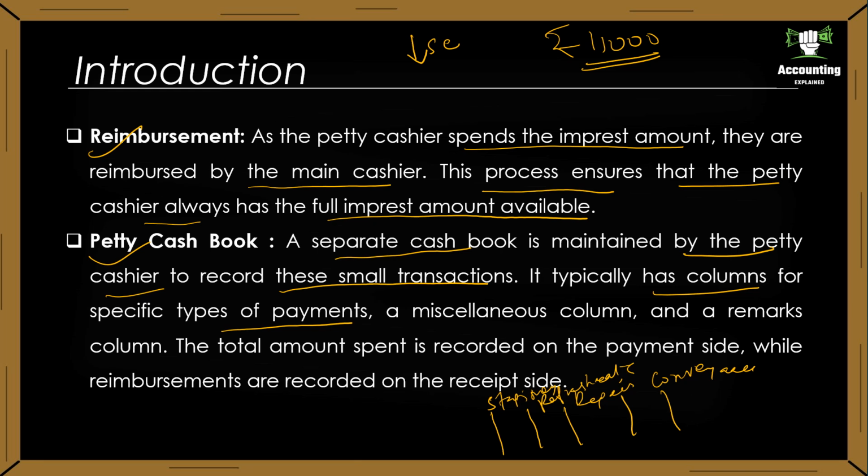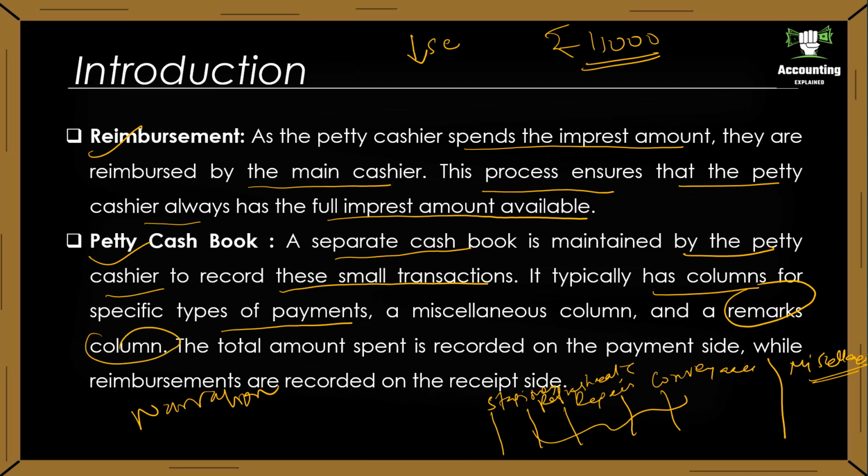And a miscellaneous column. If any of the expenses cannot be covered under these headings, then we can open a separate column called miscellaneous column where the miscellaneous expenses will go. And a remarks column also. Like in the journal entry we write narration, similarly, in the petty cash book, in the remarks column, we will write about the expense details in a brief way.